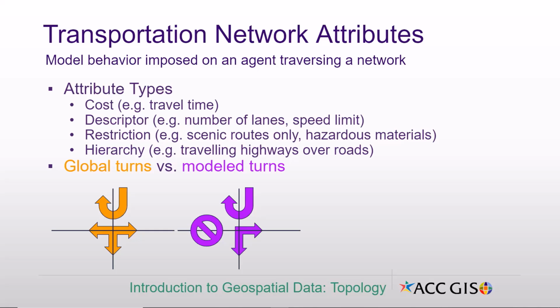An important network attribute are the turns, and the turns can be modeled as global or individual turns. Global turns are where every intersection is treated as a junction where you can traverse from one edge to the other. And so if it's a four-way intersection, you can go right, left, U-turn, or straight. Optionally, you can also model your turns, and that would allow you to restrict certain turns so that you can only, for example, take a right turn, or in the example below, if you're traveling from north to south, you can go left, straight, or U-turn, but you can't go right.